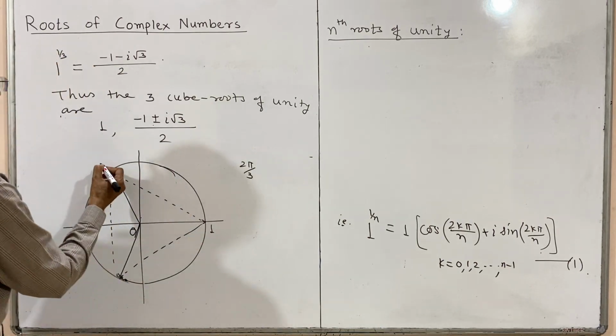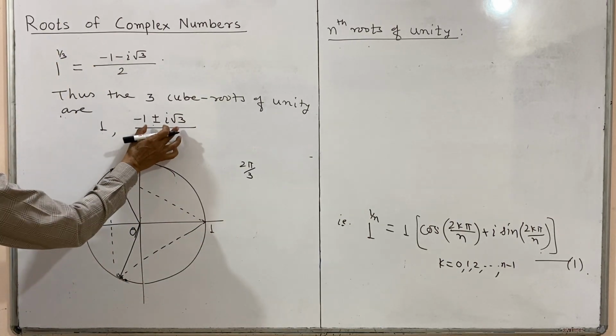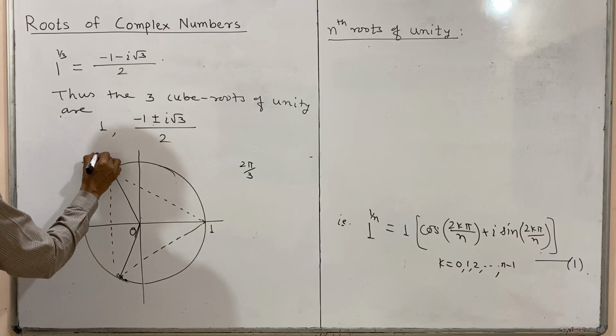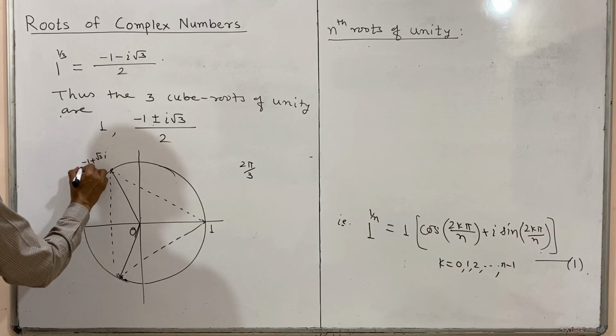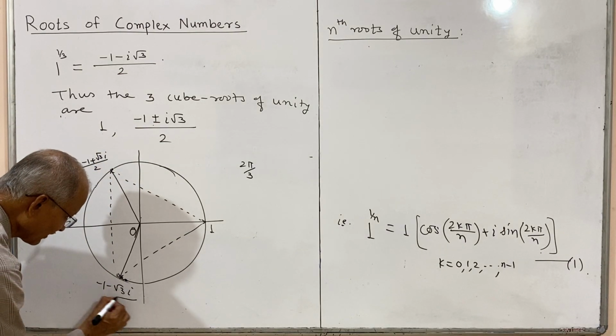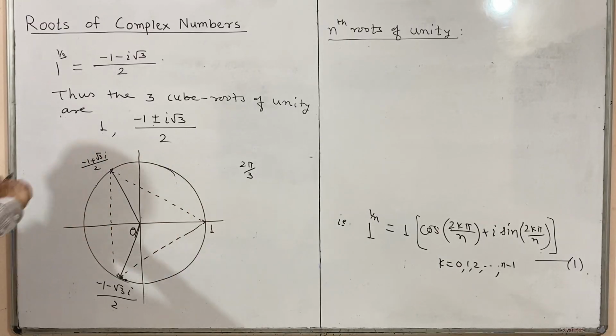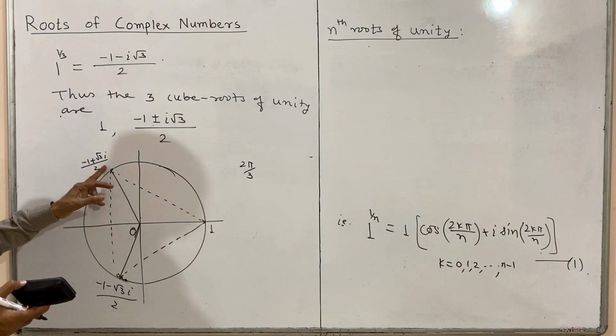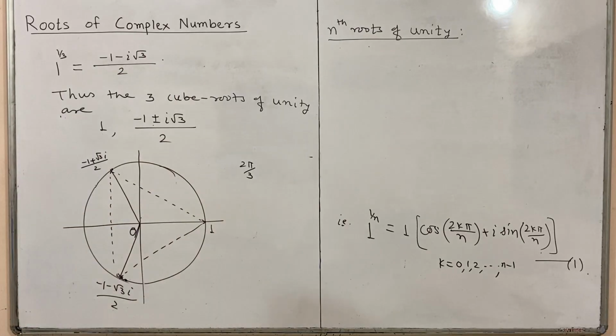This is 1, then this is minus 1 plus root 3 into i divided by 2, and this is minus 1 minus root 3 into i divided by 2, which are equally spaced on this triangle. The roots may be denoted by C0, C1, C2. So in this way we can find the nth root of unity.